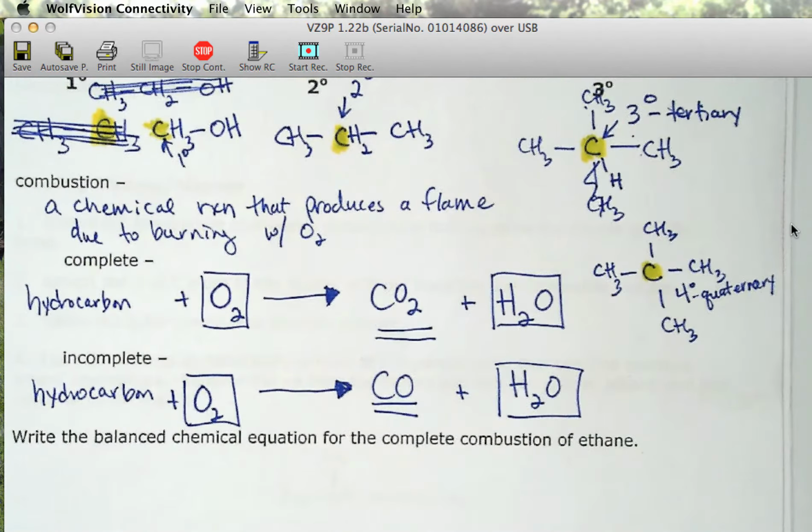The hydrocarbon, you know, it can be an alkane, it could be an alkene, it could be an alkyne, but it has carbons and hydrogens that react with oxygen. So it's definitely going to be something organic.